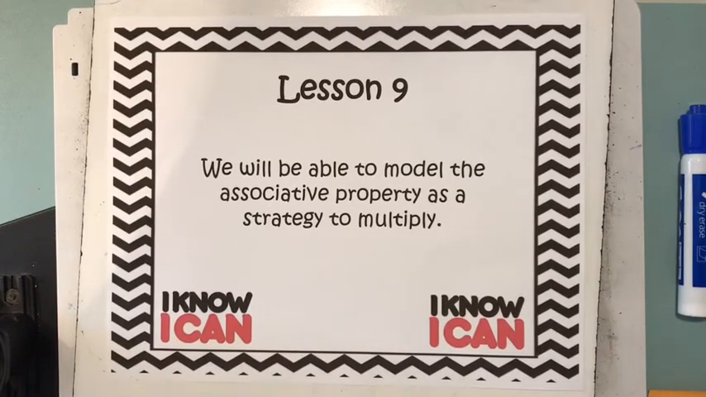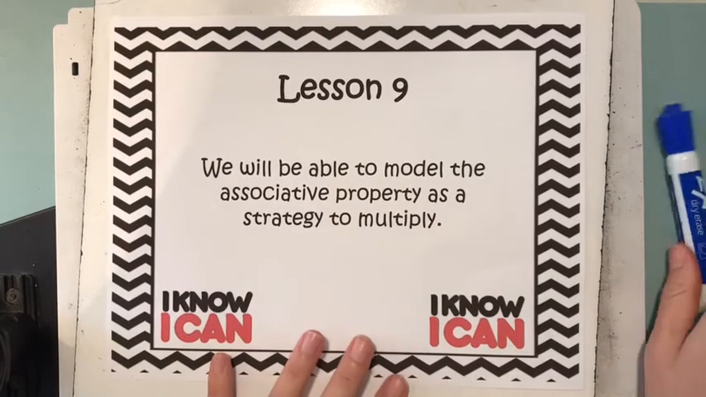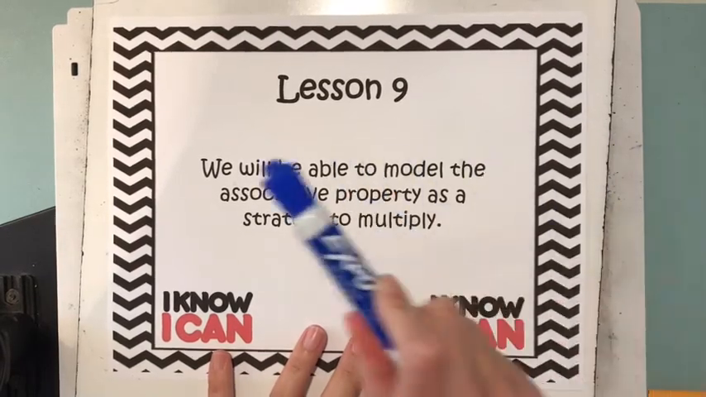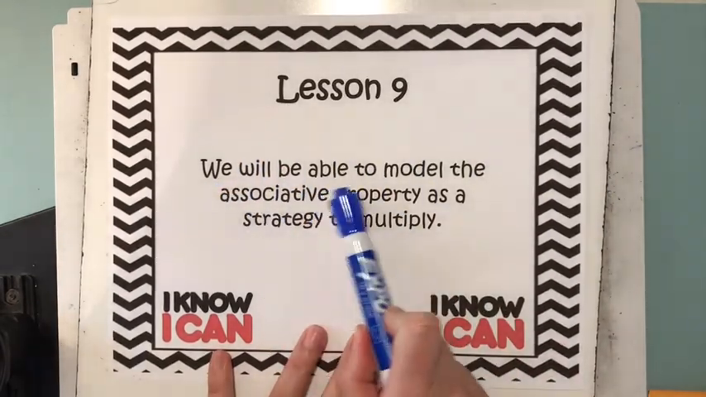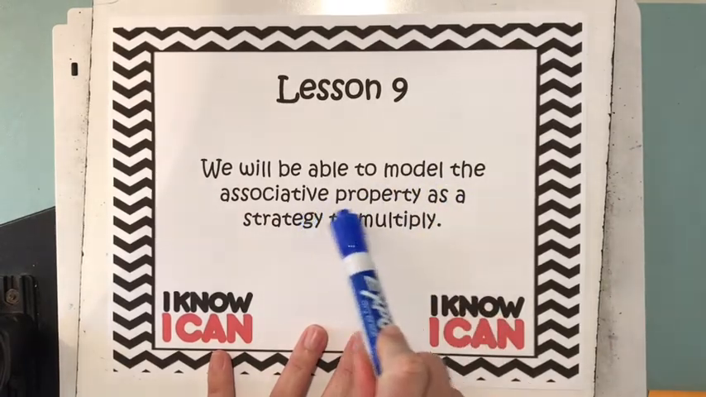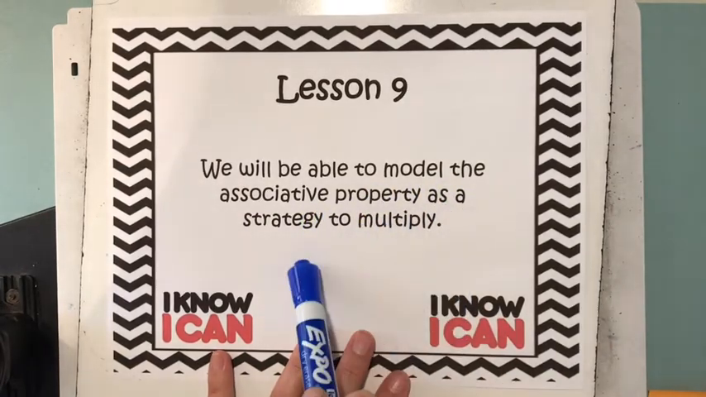All right, guys, we are on lesson 9, and we're going to learn a new property called the associative property. A couple weeks ago, we learned the commutative property. Now we're going to learn the associative property, which is pretty cool. So here is our objective today. We will be able to model the associative property as a strategy to multiply.